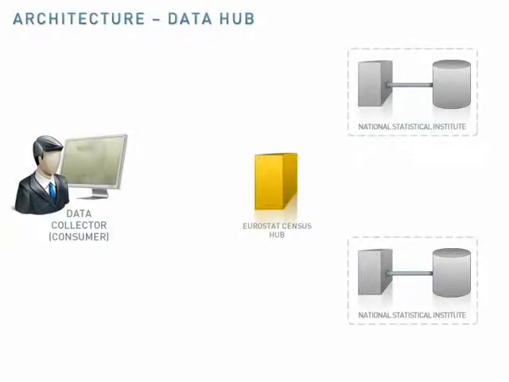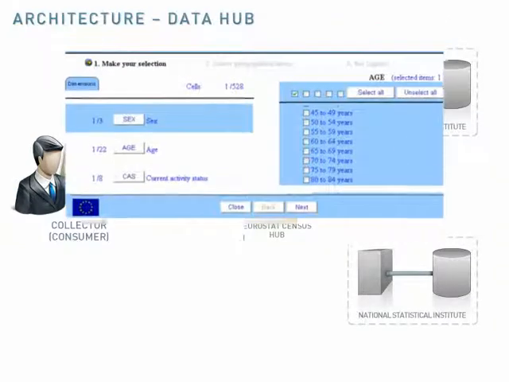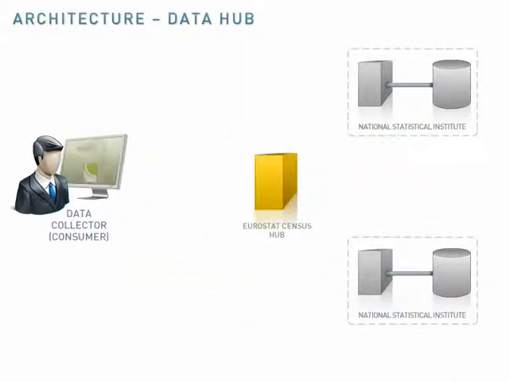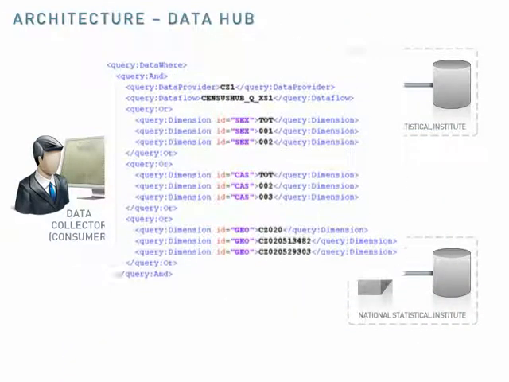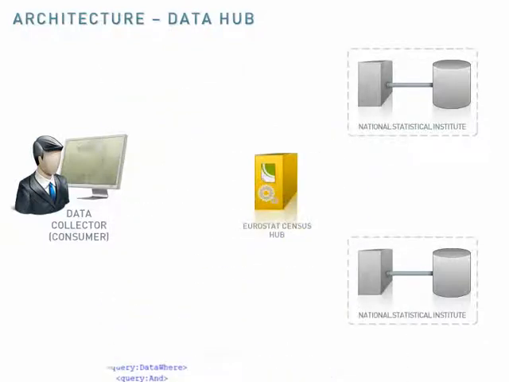A data hub is a pull mode based architecture for common data sharing. Data is not previously collected and stored in a central repository, but it is directly accessed from the data provider's databases through a central hub upon request of a data collector. The data collector browses the hub to define the data set of interest via its structural metadata. The hub converts the user's request into an SDMX query message and sends it to a National Statistical Institute's web service.